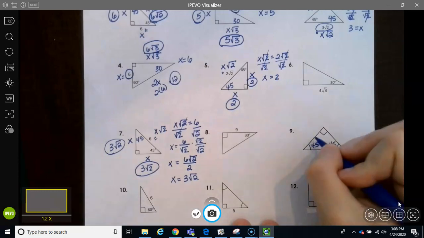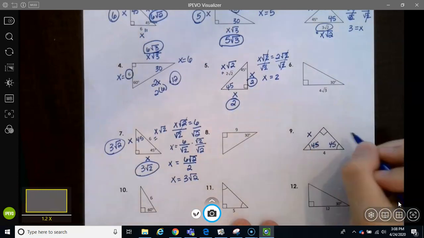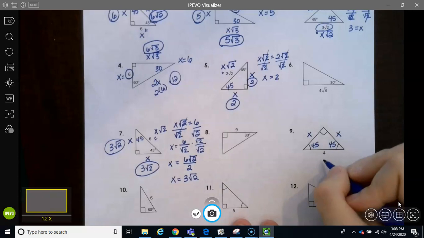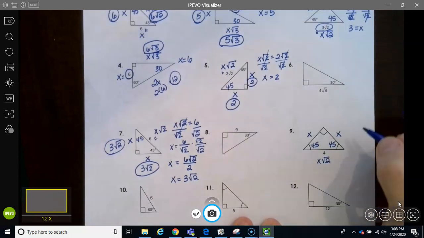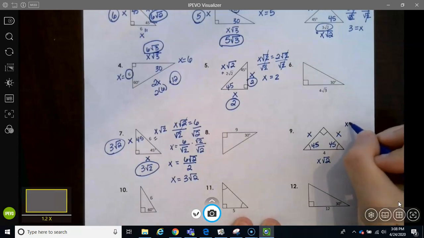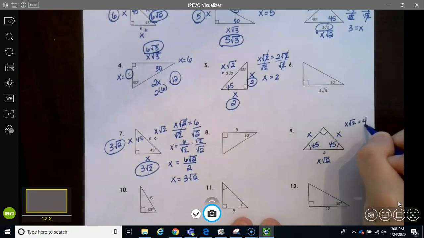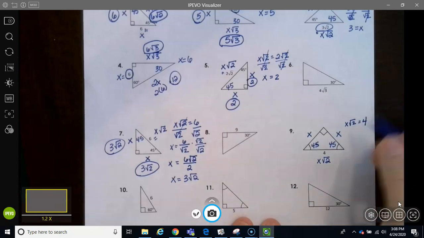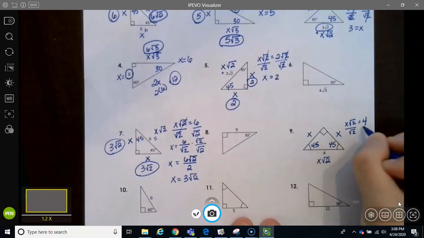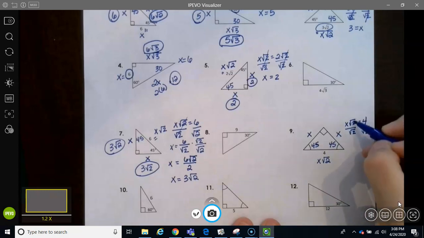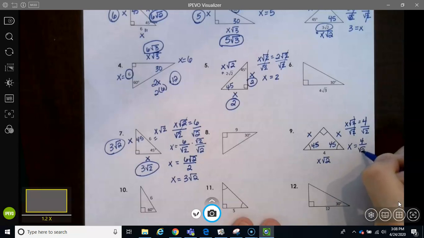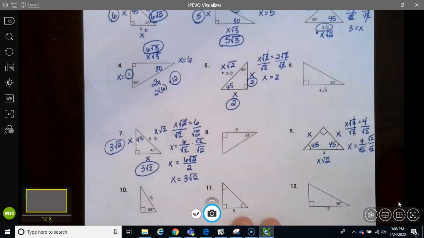So from there, across from your 45-degree angles, those are your sides x, and then across from the 90-degree angle is your x square root of 2, setting x square root of 2 equal to 4. Divide both sides by square root of 2 to get x by itself. And again, we cannot have a square root in our denominator, so we multiply top and bottom by that same square root, by square root of 2.